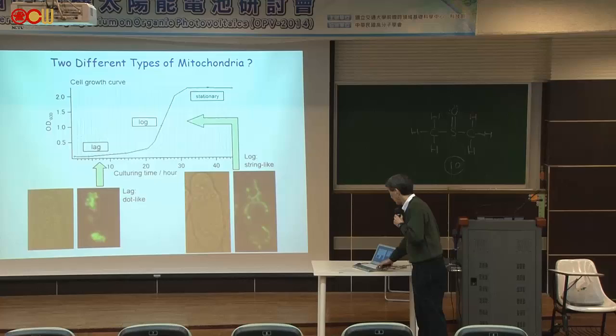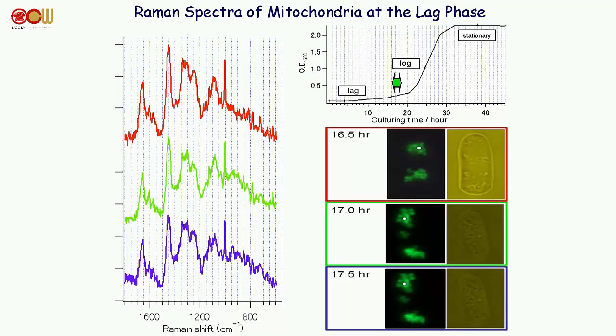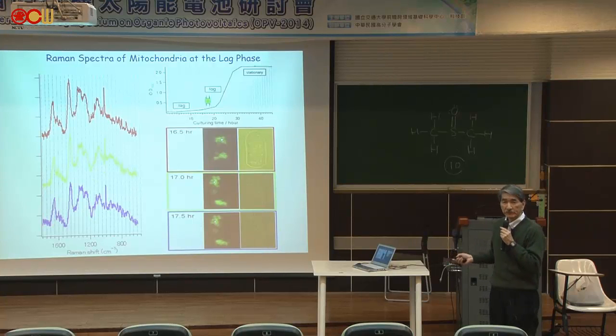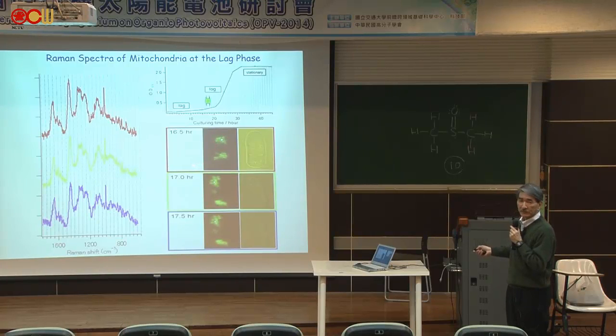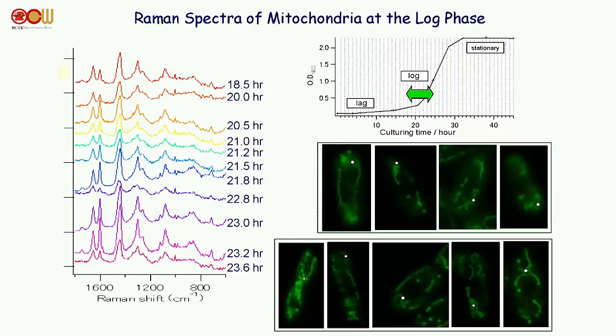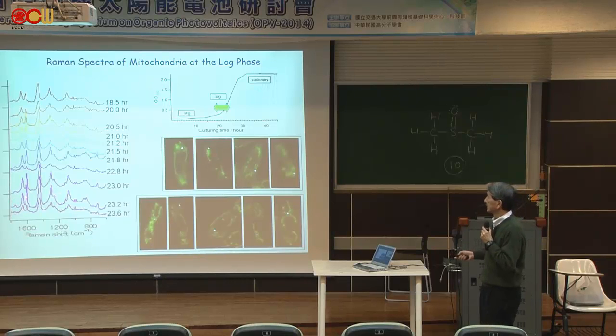And actually, Raman spectra shows that they are different. If you do in the lag phase, you get this spectrum that is quite different from that I showed. These spectra are definitely from proteins. So at this stage, dot-like mitochondria contains only proteins, no lipids. But if you go to this log phase, a string-like mitochondria, we see this strong feature that we discussed. So we first thought that these bands are from mitochondria, but it may not be from mitochondria itself, but lipid associated to mitochondria.